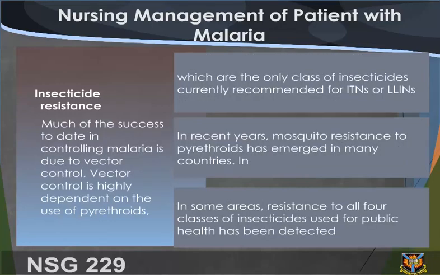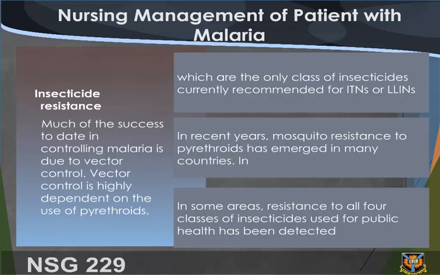Insecticide resistance. Much of the success to date in controlling malaria is due to vector control. Vector control is highly dependent on the use of pyrethroids, which are the only class of insecticides currently recommended for ITNs or LLINs.